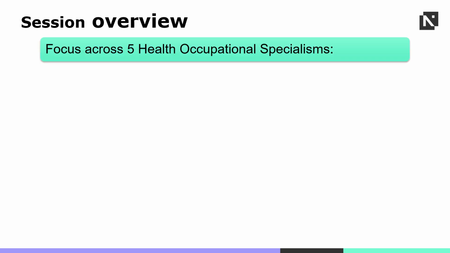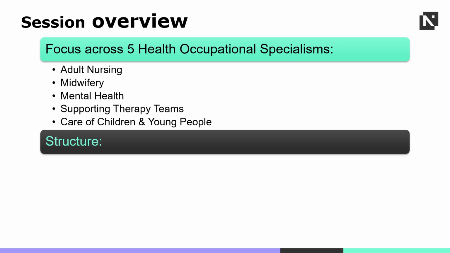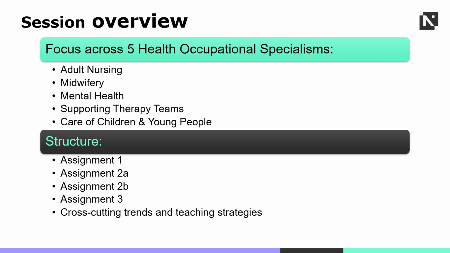This session is organised by assignment, not by specialism. This way we can compare performance across all of the 5 pathways. We'll begin with assignment 1, then move through to 2A, 2B and finishing with assignment 3, before closing with cross-cutting themes and practical teaching strategies.